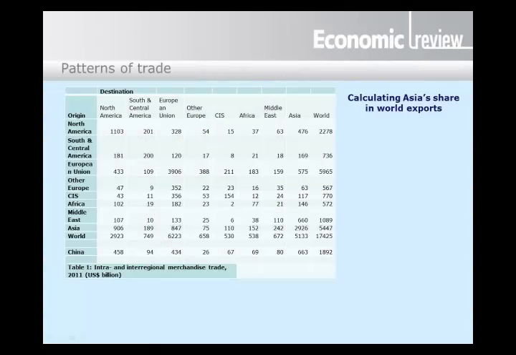First of all, here's the table. To calculate Asia's share in world exports, notice that I suggested that we should deduct intra-regional trade. In other words, we should exclude trade that takes place within a region.